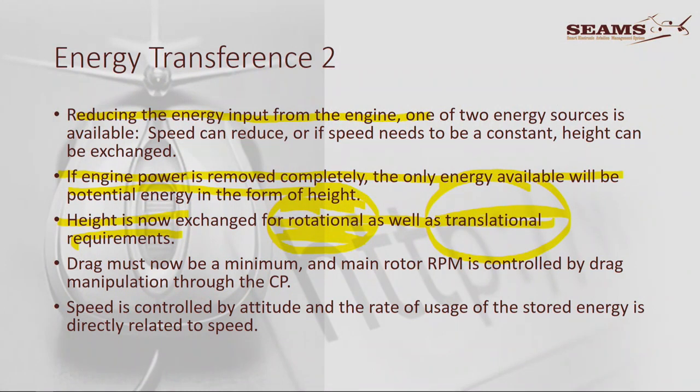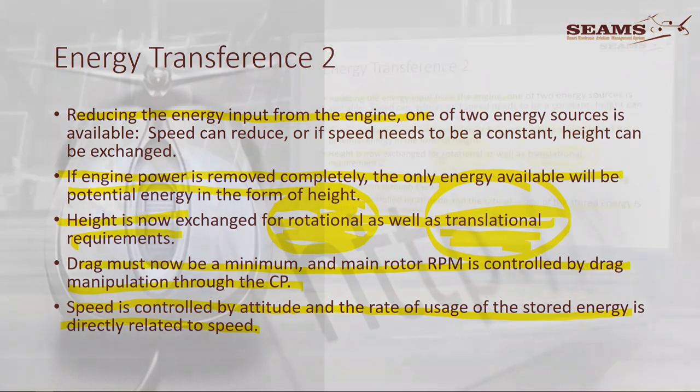So the first one is rotational, and you actually want to maintain your speed. You don't want to bleed your speed. Drag must now be a minimum. Rotor RPM is controlled through the collective pitch, which is drag, and then speed is controlled by the attitude, and obviously you've got your stored energy.